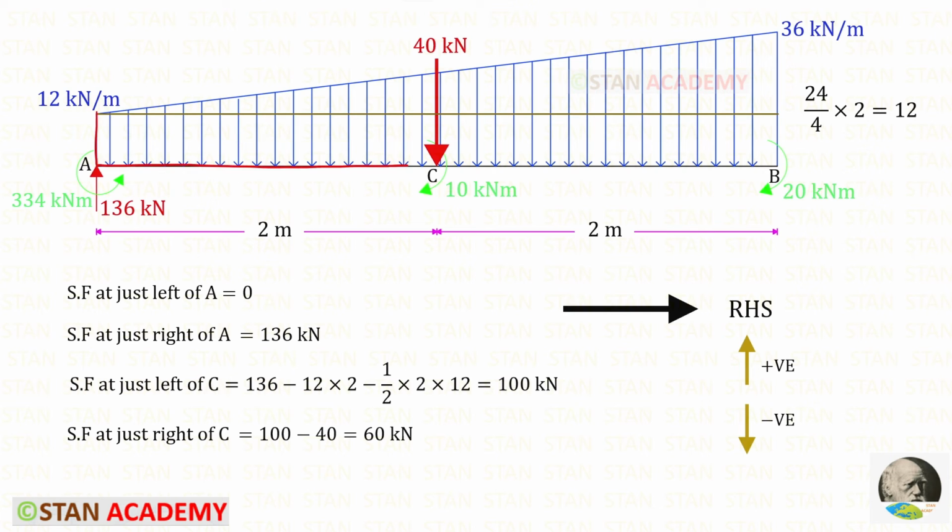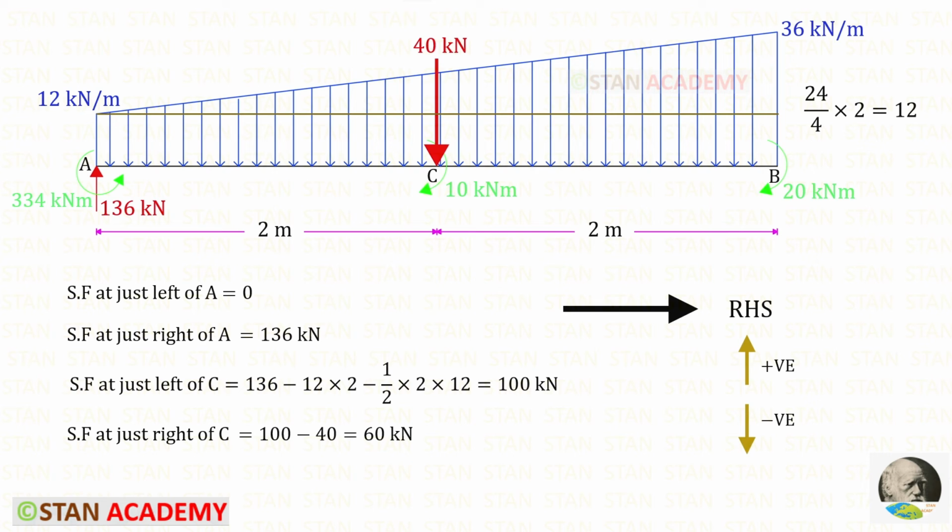First let us take the rectangular portion. We know the area of this rectangle, 12 into 2. Then we have to take the triangular portion. We know the area formula of a triangle, half into BH. Here the breadth is 2. We need to find this height. For the distance of 4 meter, the height is 24. But we need the height at the distance of 2 meter. So we have to multiply with 2. In this way we will get the height as 12. This is the area of the triangle. For the shear force at just left of C, we will get this.